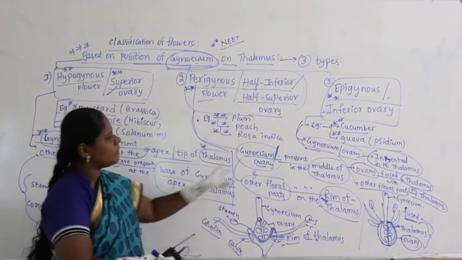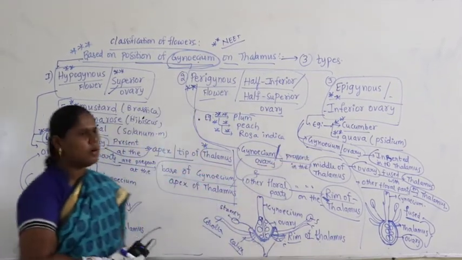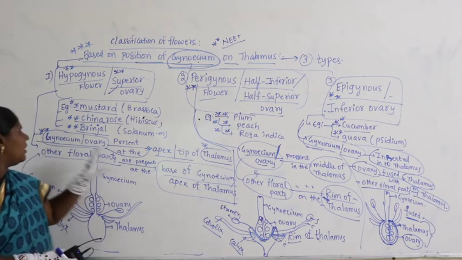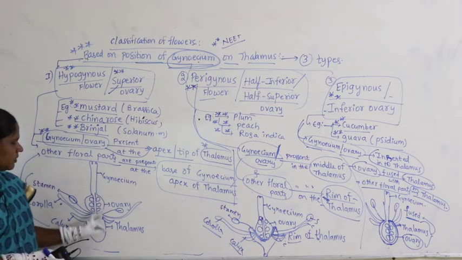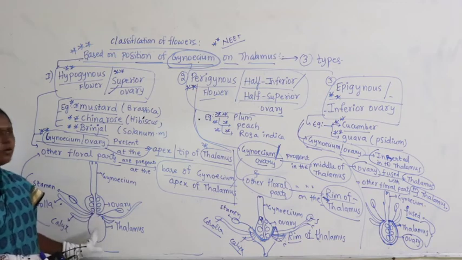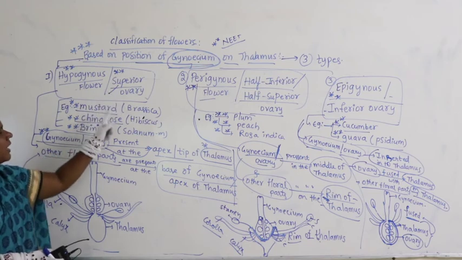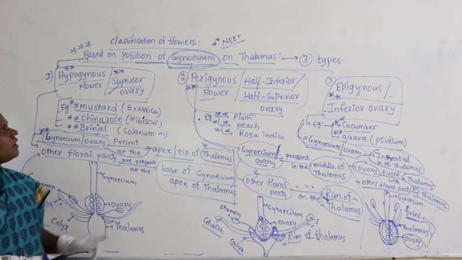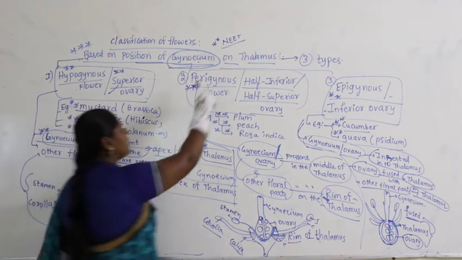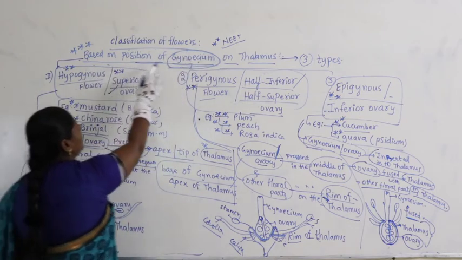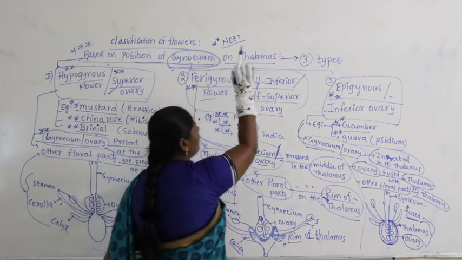So, examples, remember cucumber and guava. Guava scientifically is called Psidium, right. Guys, concentrate and try to understand the definition part, that means where the gynoecium is present. Carefully observe in the diagram the position of the ovary. Accordingly, you have to remember what type it is and even the examples. Once again, a quick revision, very important, because in the final exam we get a question on this: classification of flowers based on the position of gynoecium on the thalamus.